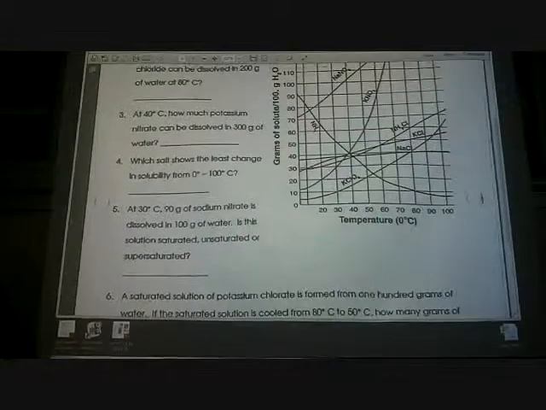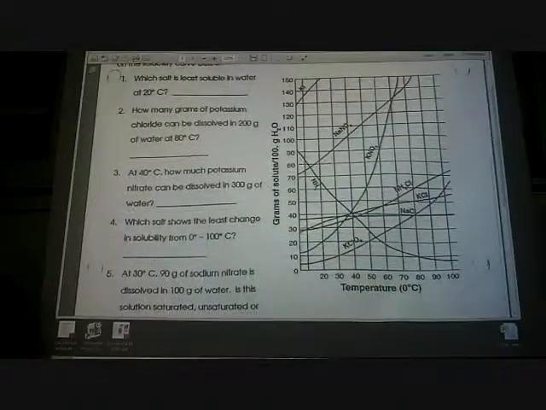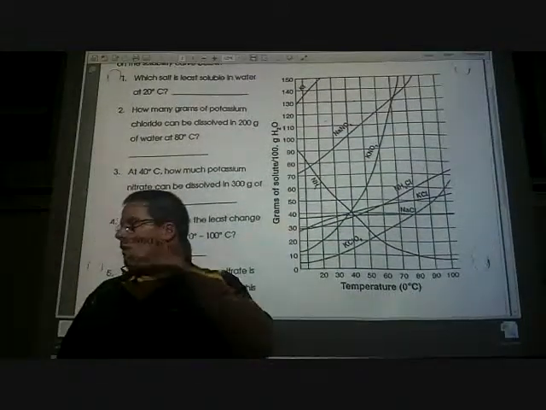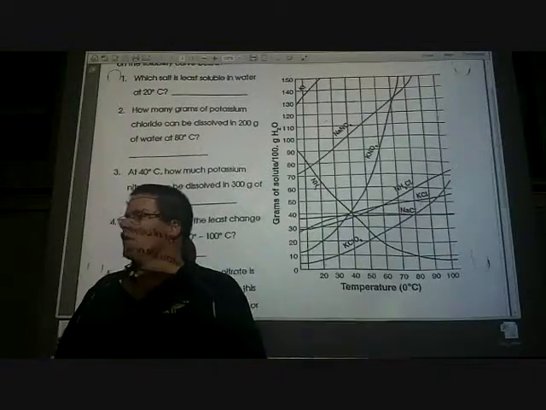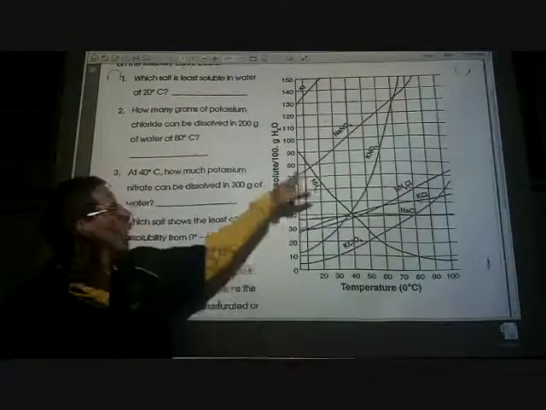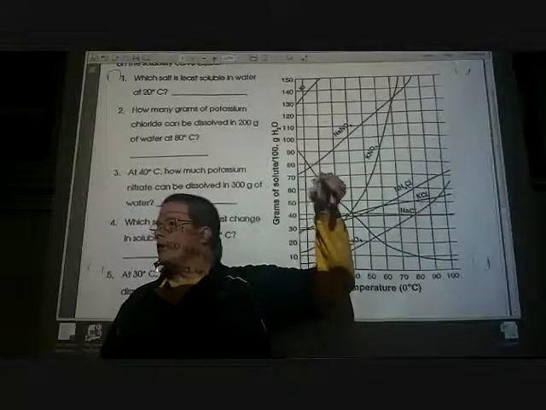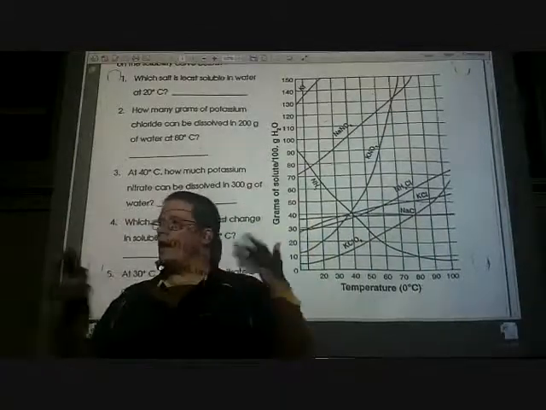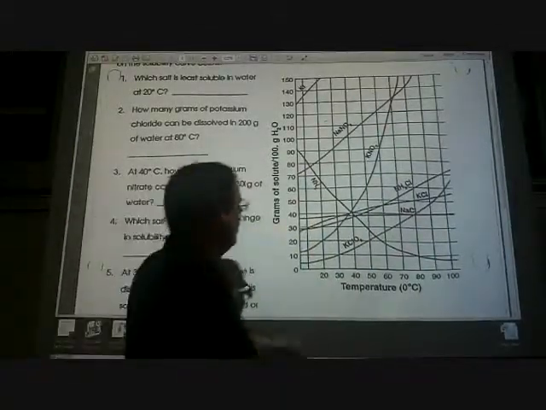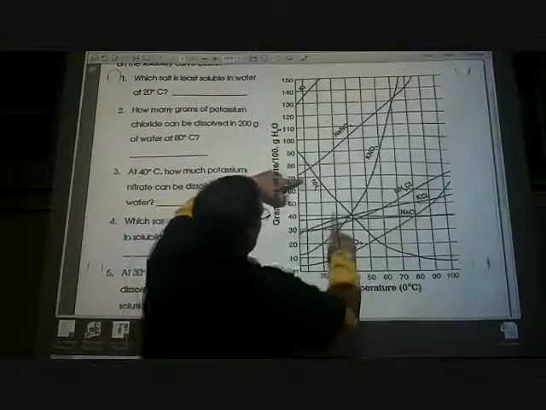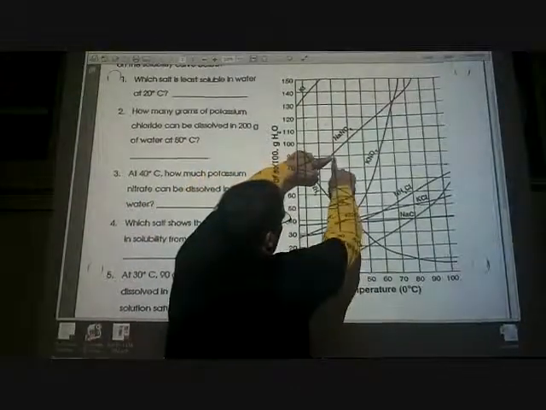Go ahead. So unsaturated is below the line, supersaturated is above the line. Saturated is on the line or on the curve. And this is at 90? Wherever it's at, your coordinates. For this one it's 30 and 90, which is under the curve.